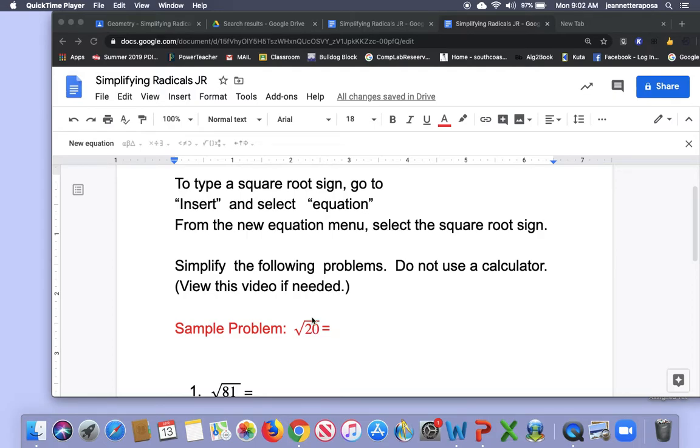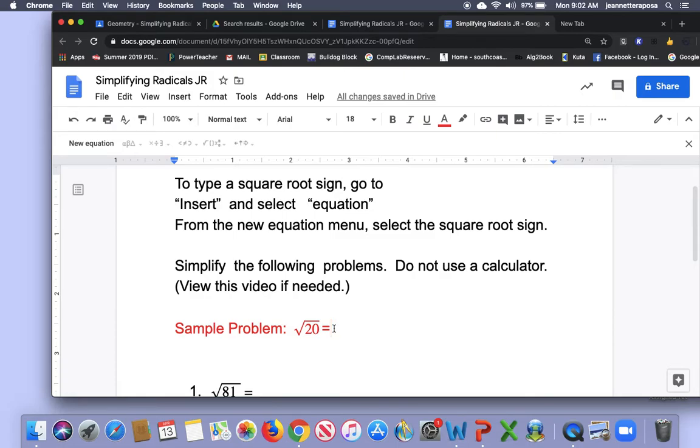So we're going to look for perfect square factors of 20. Perfect squares are numbers like 4, 9, 16, 25, 36, etc. This number 20 has a perfect square factor of 4. So I'm going to write the square root of 20 as the square root of 4 times the square root of 5.